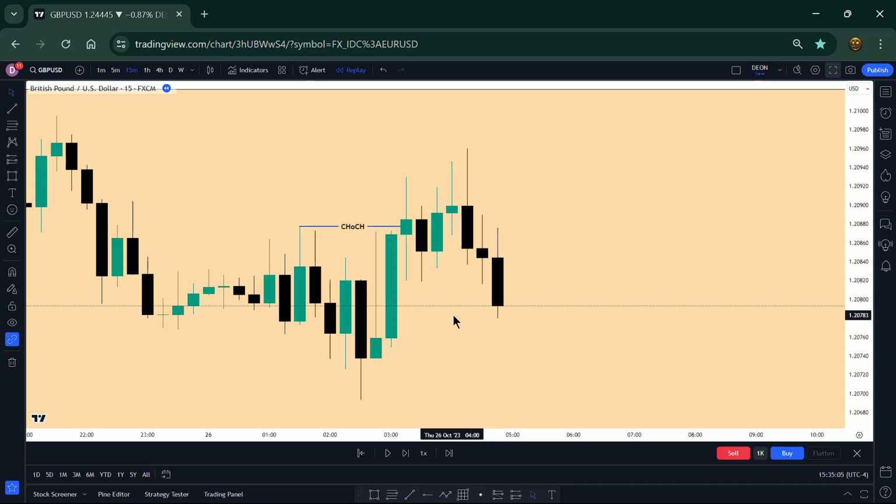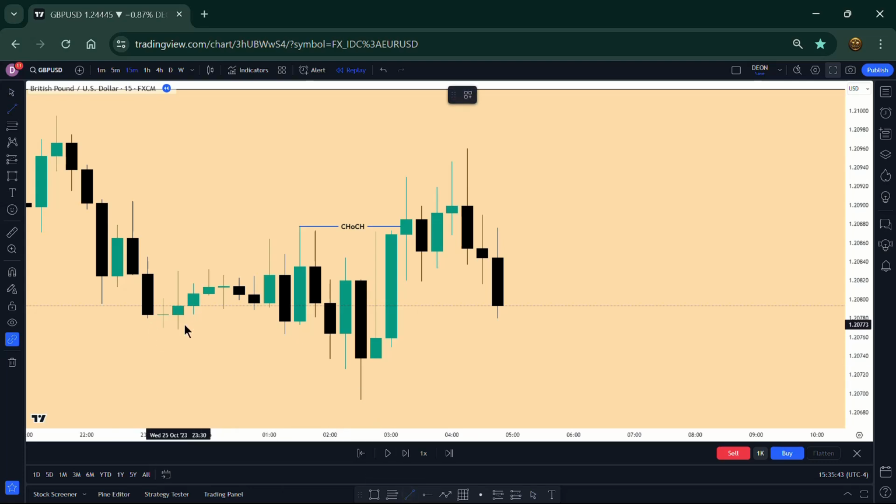Just be patient. So now, after this change of character right here, can you see any POI here? By the way, in this case, we don't even need inducement for us to enter. If you know what I'm talking about, this is going to be very easy for you. Like I said, I only talked about two entry setups, the one that doesn't need inducement and the one that needs inducement.